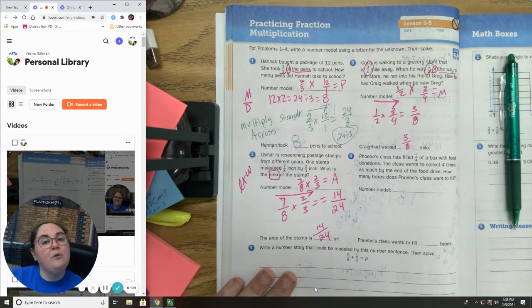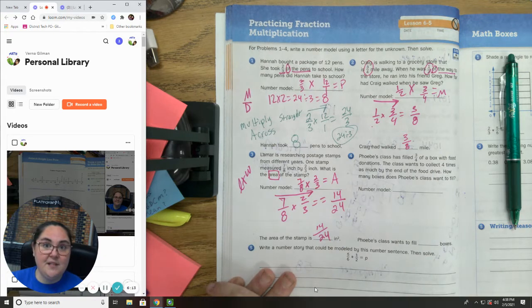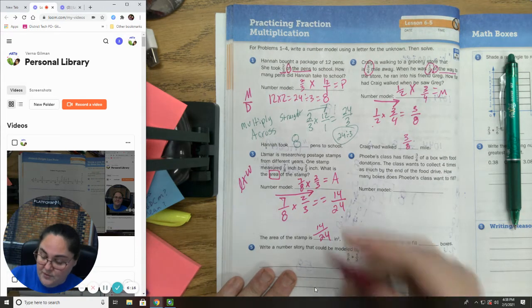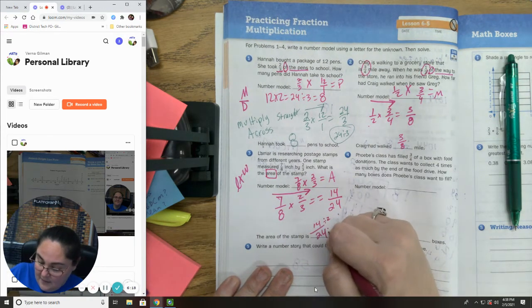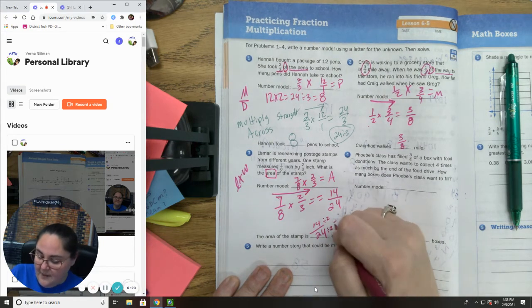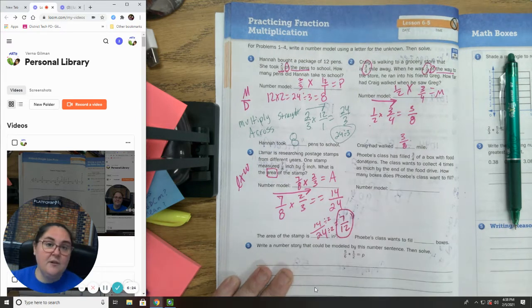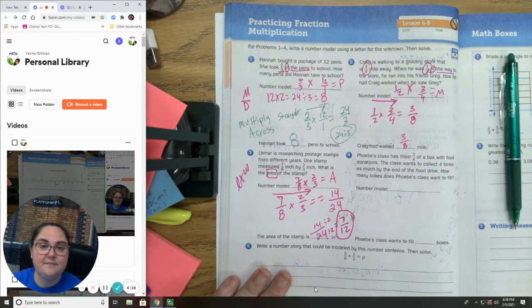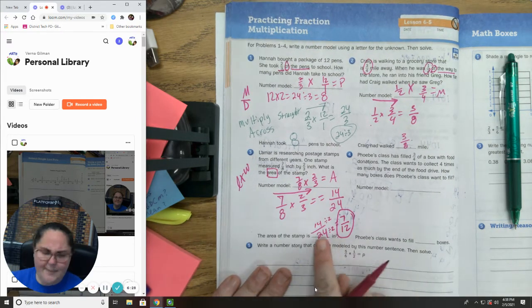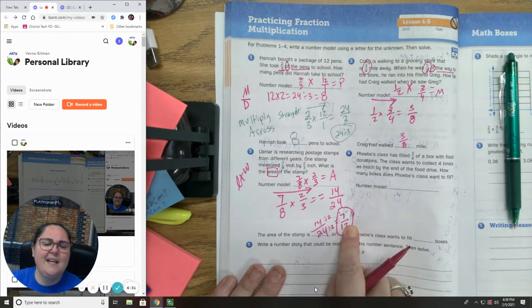Remember, I did show you how to do this before. I know that both of these numbers can be divided very easily by 2, so I'm going to do that. 14 divided by 2 is 7. 24 divided by 2 is 12. So your answer also could be 7/12. I would accept 14/24, but again, this is taking it to the next step. Next year, you're going to have to do this.